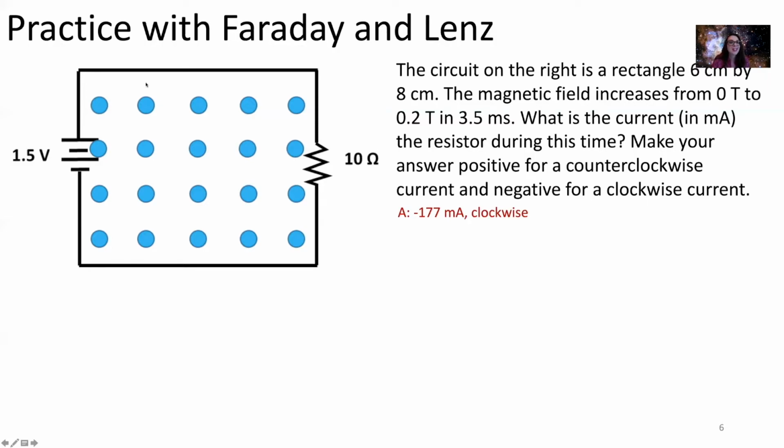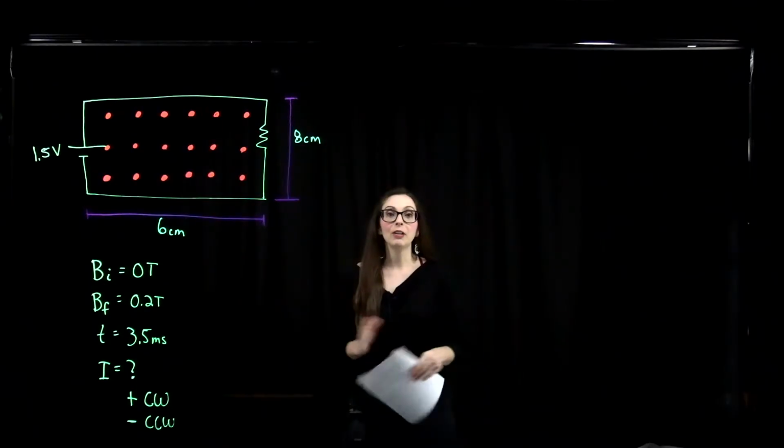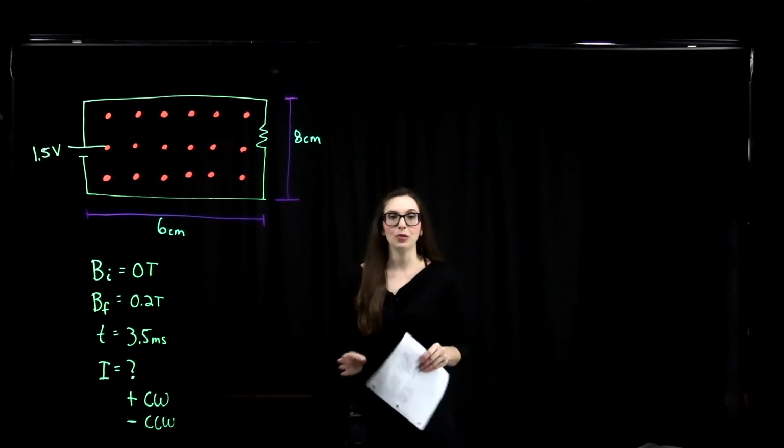So what is that current that runs through this resistor, which is the current that's going through our whole circuit? And if our current is counterclockwise, we're going to report a positive value. If our current is clockwise, we're going to report a negative value. Here is another induced EMF, induced current problem.